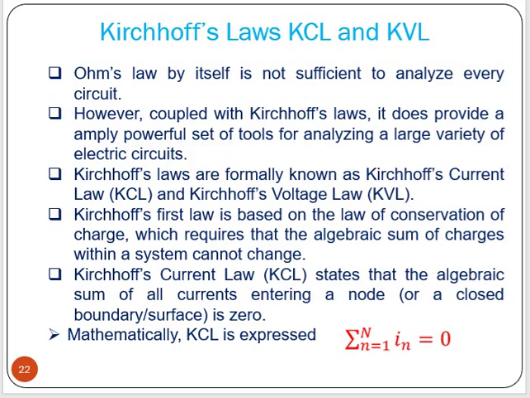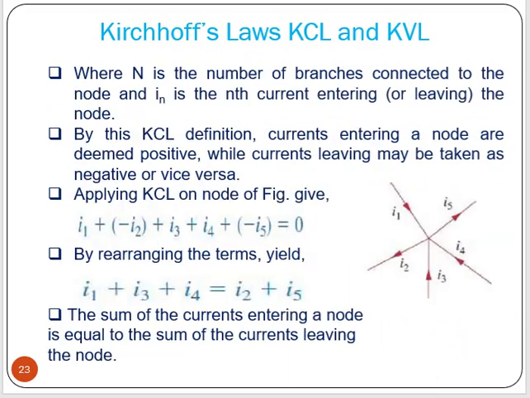Now, Kirchhoff's first law is based on the law of conservation of charge, which requires that the algebraic sum of charges within a system cannot change. So Kirchhoff's law states that the algebraic sum of all currents entering a node is zero. So the summation of current at a node is equal to zero. Now let us take an example. Say this is a node where five branches are connected together.